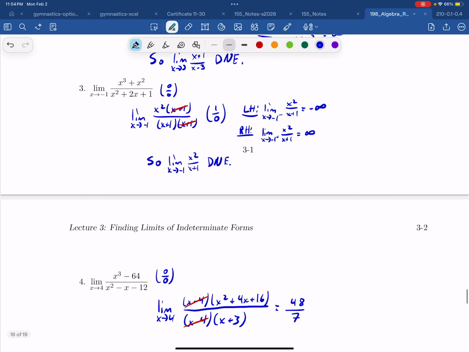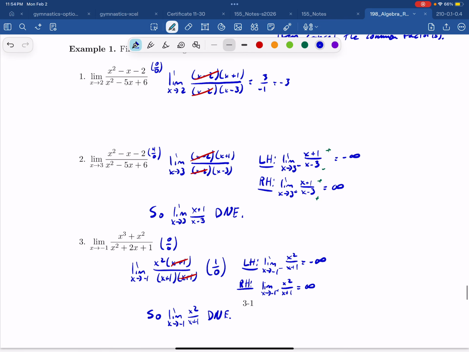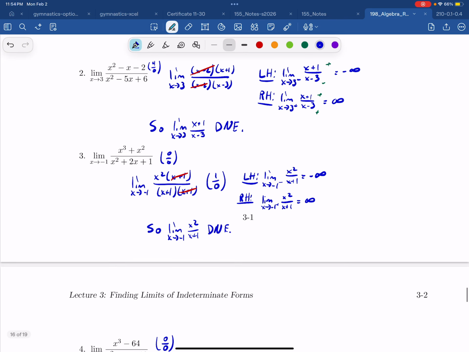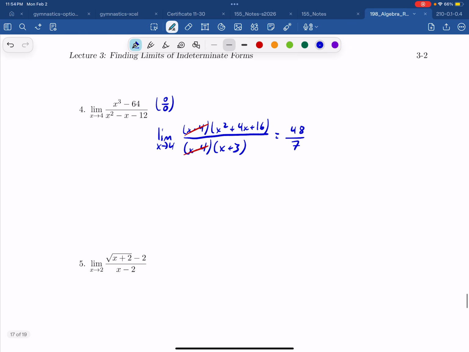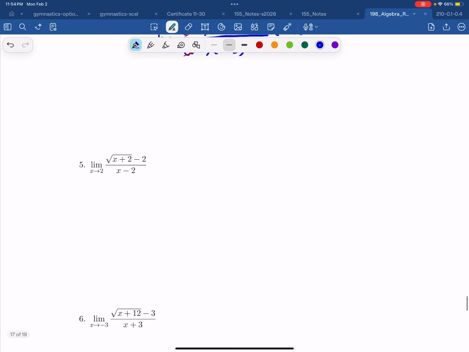So I just want to reiterate that sometimes indeterminate forms lead to limits that exist, sometimes they lead to limits that don't exist, and there's no way to know until you cancel out that common factor. Now let's see what's going on with number 5.